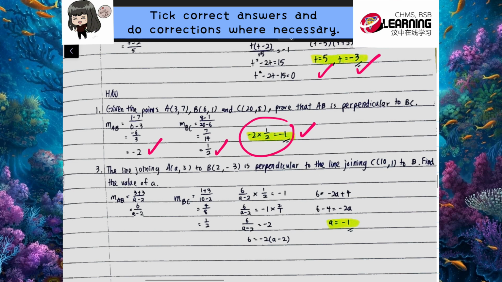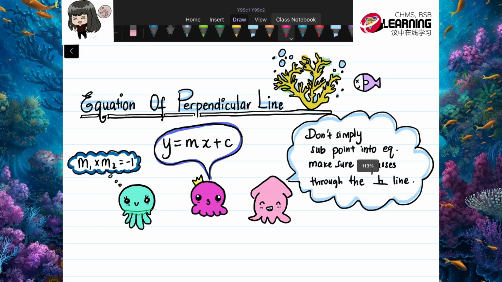So question number 3 is asking you to find A. I think maybe 1 or 2 of you got it wrong. It's just a careless mistake. Please find out your mistake, but working-wise is okay. You find gradient of AB, gradient of BC, and then this A is negative 1. So now let's go to equation of perpendicular line.